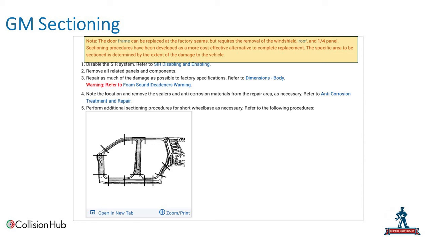Here we've got the door frame can replace the factory seams, but requires removal of the windshield, roof, quarter panel. Sectioning procedures have been developed as a more cost-effective alternative to completely replace, and again, less intrusive and invasive. I always forget which word you prefer, so I'm going to use them both so you don't backhand me. The specific area of section is determined by the extent of damage to the vehicle. So again, that's where technician discretion comes in, estimator discretion comes in. Based on the extent of damage and how they want you to weld that, that's going to dictate where you make those section locations in those shaded areas.